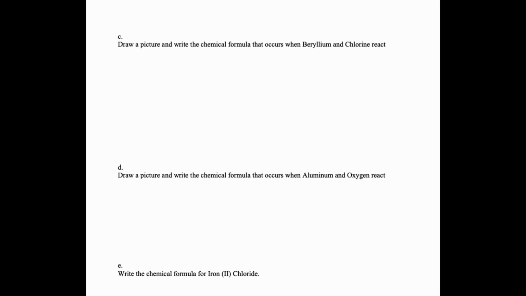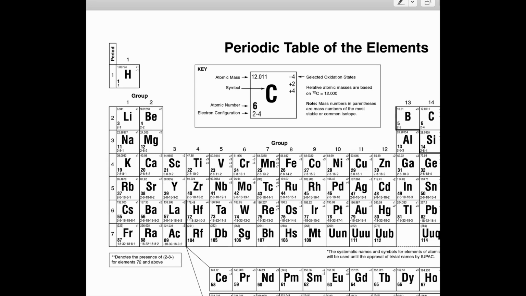The next example says, what will happen when beryllium and chlorine react? Beryllium is in the second column of the periodic table. All elements in this column want to donate 2 electrons. What ends up happening is all elements in the first column want to donate 1 electron. They all have 1 electron in their outer shell. But all elements in the second column, they want to donate 2 electrons.